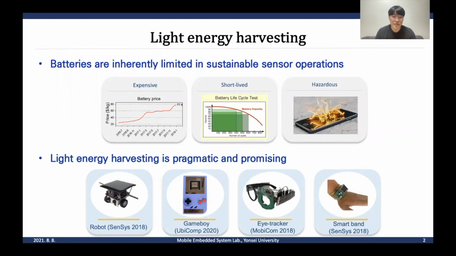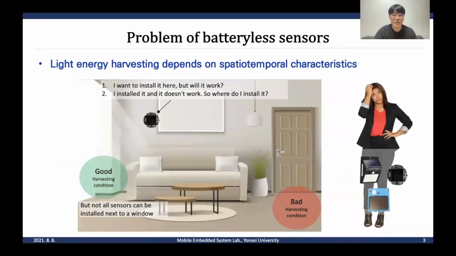Batteries are a threat to sustainable sensor applications. They are expensive, short-lived, and hazardous. To deal with the problem of the battery, energy harvesting devices have been proposed as a solution. Particularly, light energy harvesting is used in many applications because it provides relatively stable energy.